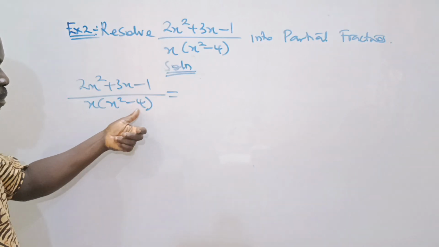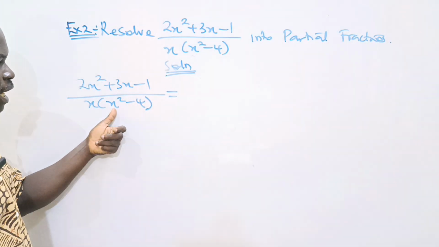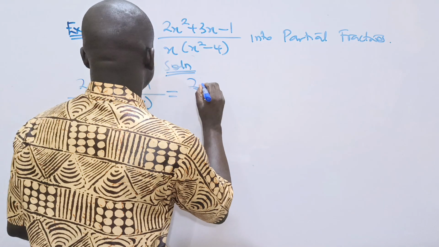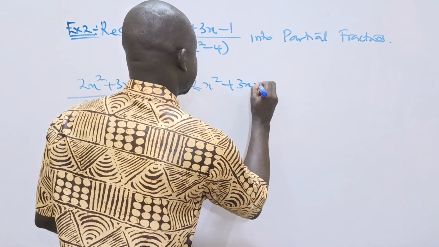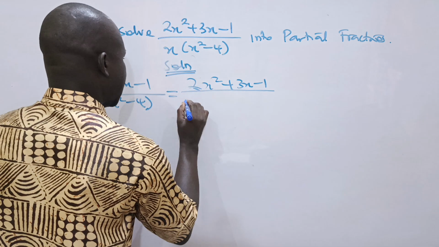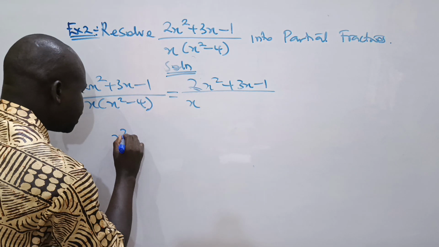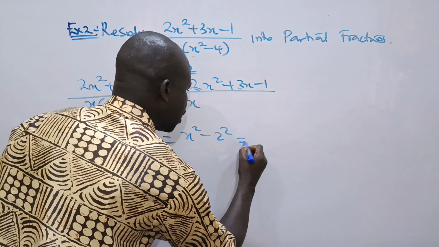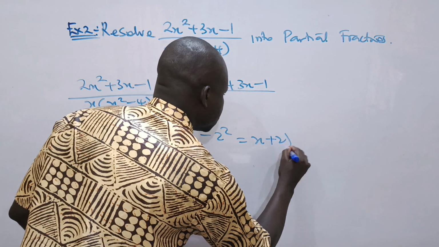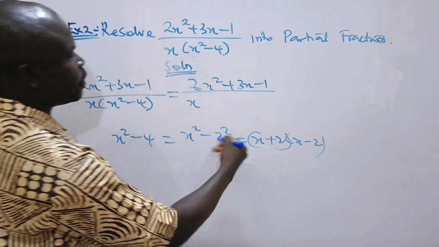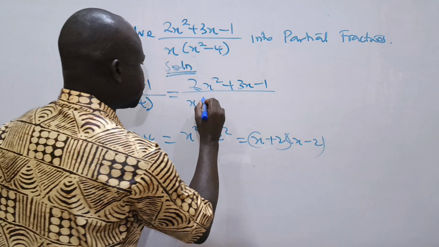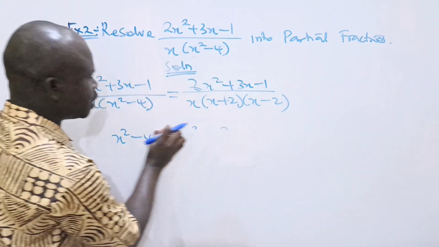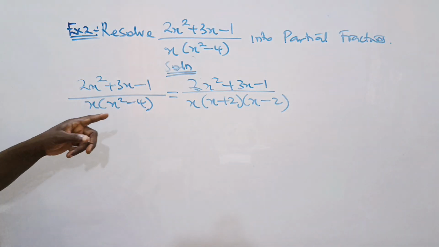If you consider this very well, we can break this down into two. This is a difference of two squares. So we can rewrite this as (2x squared + 3x - 1) all over x. x squared minus 4 is the same thing as x squared minus 2 squared, a difference of two squares. That will be (x + 2)(x - 2). This is how we break this down. So we now have all three denominators as linear factors.